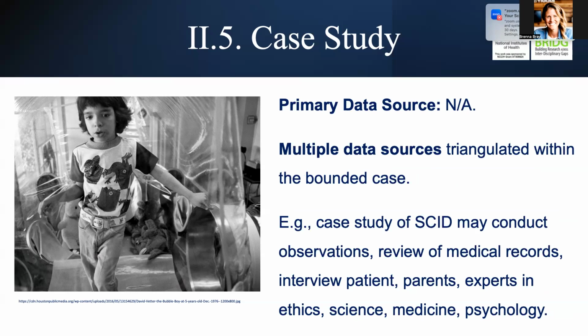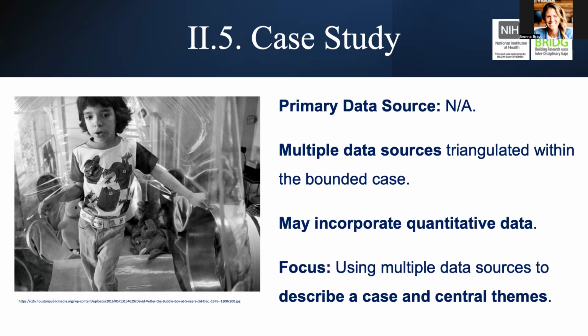There's no real primary data source in a case study, right? We're just looking at this one case. Usually we use multiple data sources that are triangulated within the bounded case. So we don't focus on any one source of data. For example, the case study of SCID might conduct observations, review of medical records, interview of the patient, the parents, experts in ethics, science, medicine, and psychology. We might incorporate quantitative data, as I mentioned, especially with case studies, and usually the focus is on using multiple data sources to describe a case and central themes.